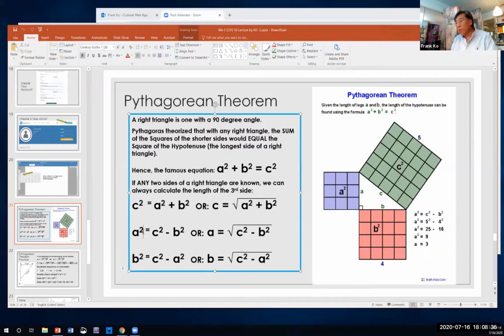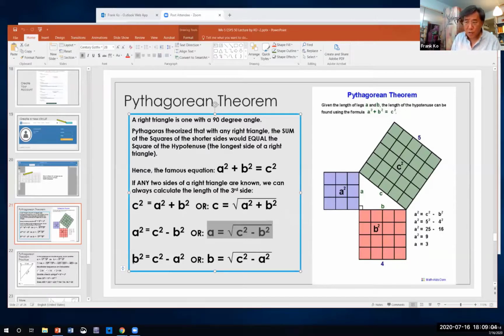If I'm looking for one of the shorter sides, the primary equation can be rewritten as a squared is equal to c squared minus b squared. But again, I'm not interested in a squared. I just want a. I just want the side. So how do I calculate this? This would be calculated as a is equal to the square root of c squared minus b squared.